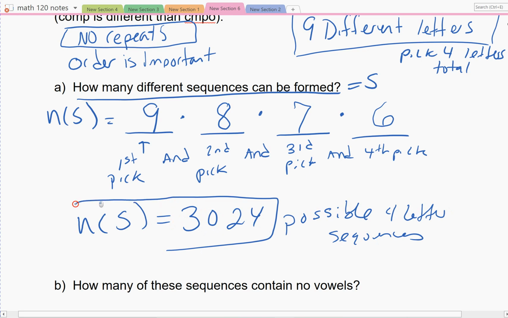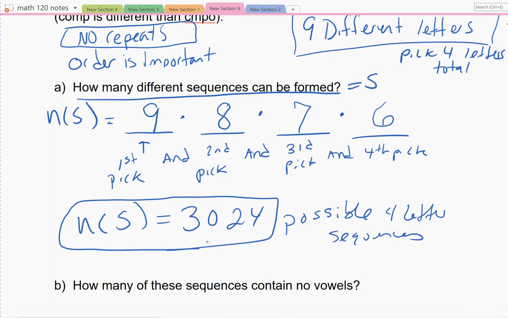Alright, and again, that would be my universal set. That's the total. That's the most, which is quite a lot, right? I have 3,024. It would take me a long time to list 3,024 different sequences. That's how many there are. If I put them in a computer algorithm and had the computer list them for me, that's how many there should be in my list. That's the universal set for this case.